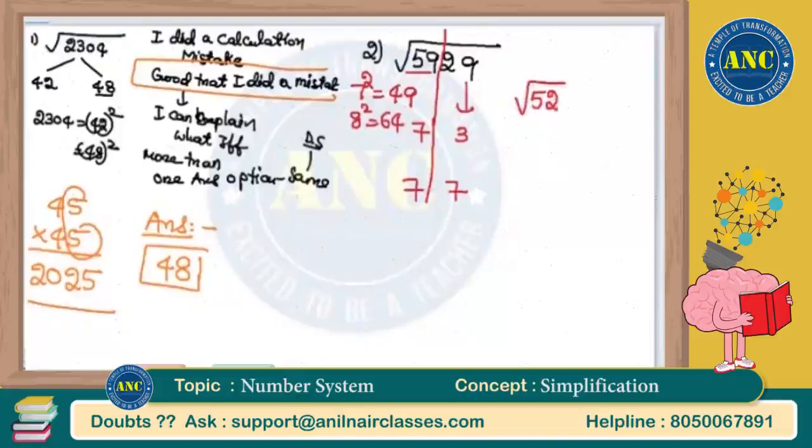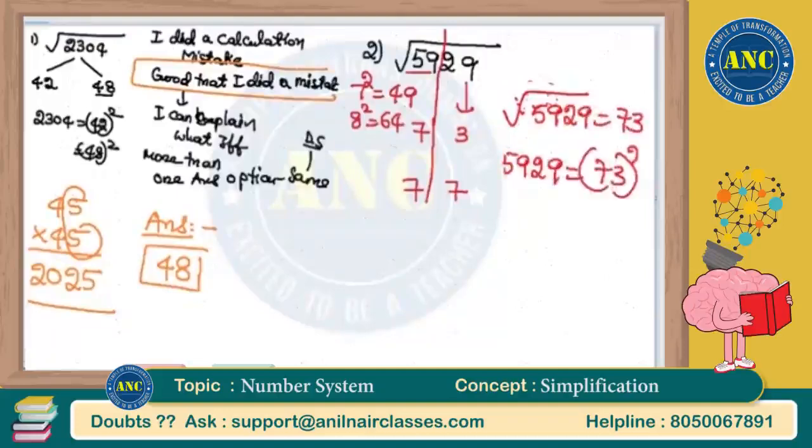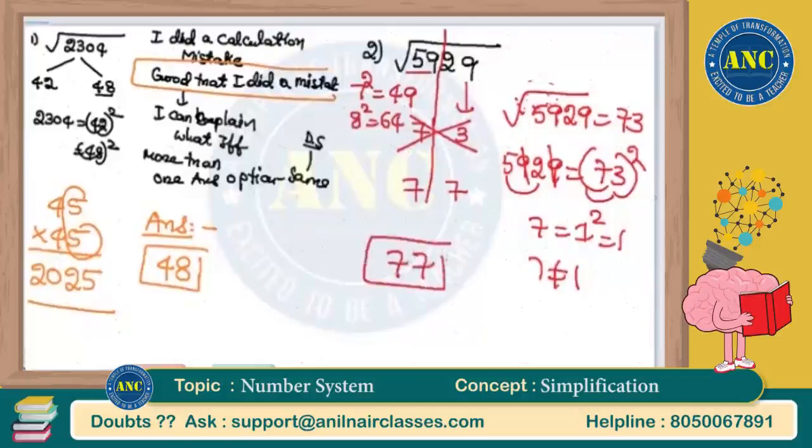So root of 5929. If I use 73, this will be 5929 equivalent to 73 square. Check by using a digital sum. 5 plus 2 is 7. 7 plus 3 is 10. 1 square is 1. 7 is not equivalent to 1. So this is not the answer. Answer is 77. I hope it is clear, right, sir?